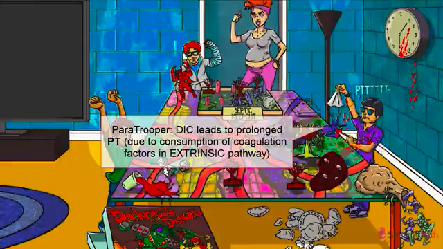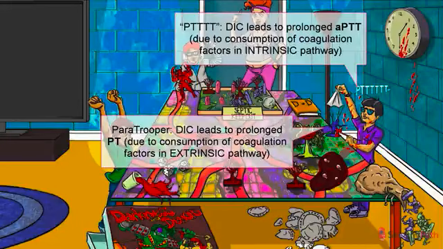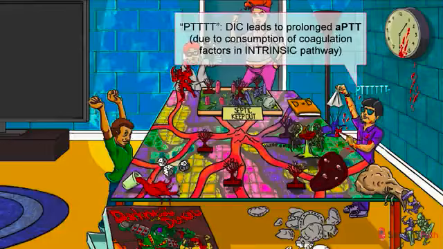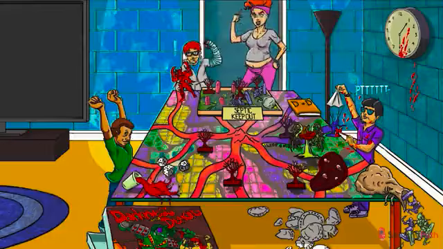First, massive consumption of coagulation factors will affect both the intrinsic and extrinsic pathways, prolonging PT and APTT, represented here by our recurring PT paratrooper, as well as that sound effect accentuating the thrilling action happening on the board. Secondly, platelet consumption leads to thrombocytopenia and a prolonged bleeding time.